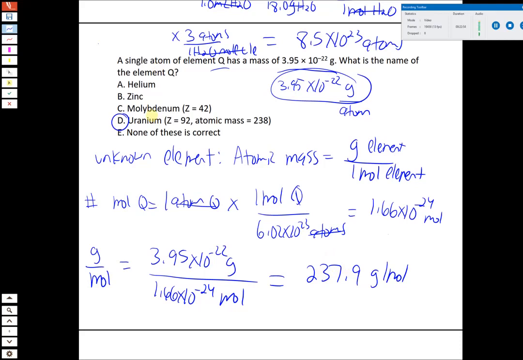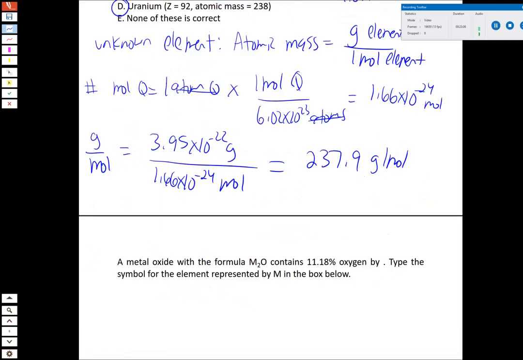Alright, but again, for unknown element questions, there's one other one we're going to do later on. You typically want to find the atomic mass by finding the number of grams, which is in this case given to us, and then find the number of moles, which in this case we had to use, down here, Avogadro's number to figure out the number of moles.